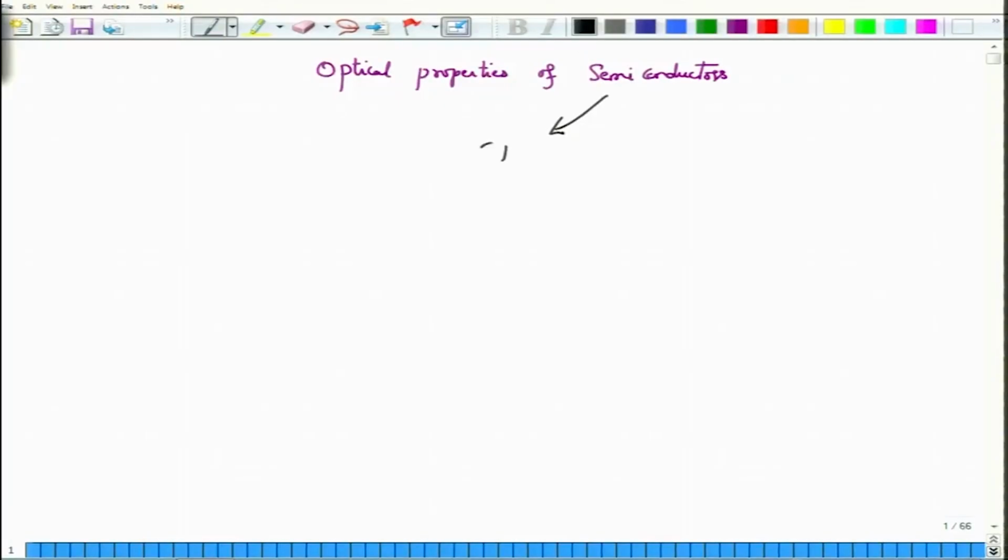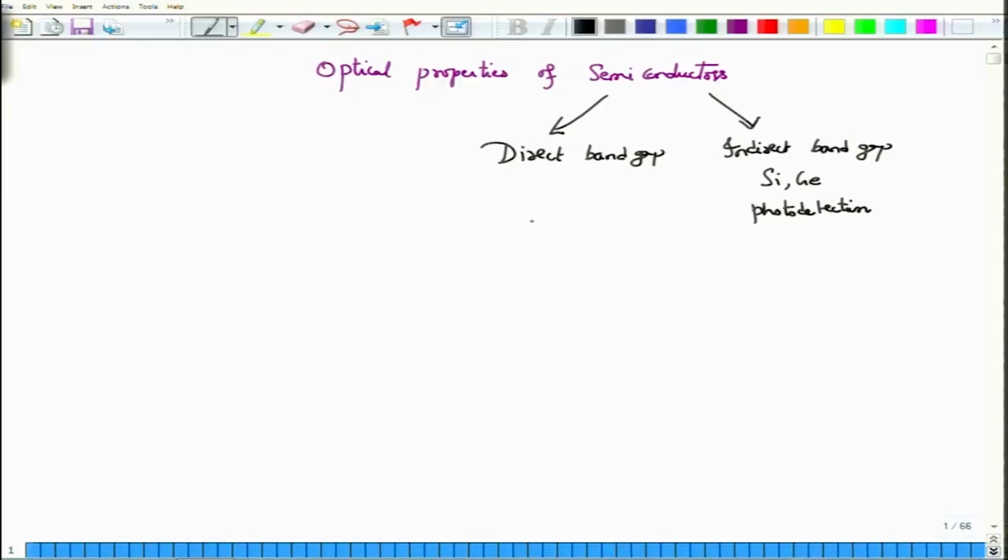The first one is called the direct band gap semiconductor, and the other one is called an indirect band gap semiconductor. The popular semiconductors that we know of, namely silicon and germanium, actually fall in the indirect band, and therefore they are actually good for the photo detection process. Unfortunately, they are not good for lasers, for the reason I will just explain to you now.